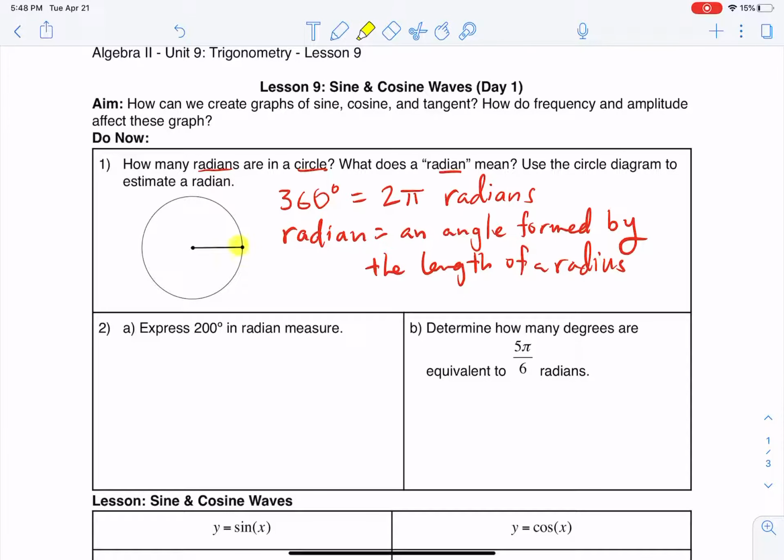So in this circle here, we have a radius that I just highlighted. A radian is going to be an angle formed by the length of that radius. So imagine I take that length, I cut it out of the middle of the circle, and I stretch it along the outside of the circle. So this is like my radius here. The radian measure is the angle formed by that radius. So that's 1 radian.